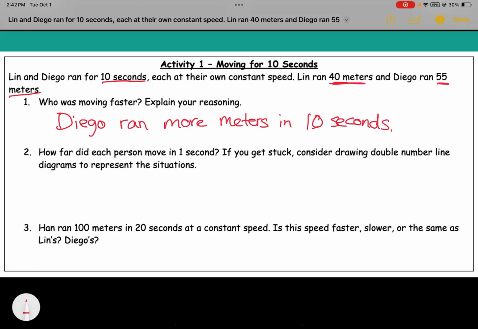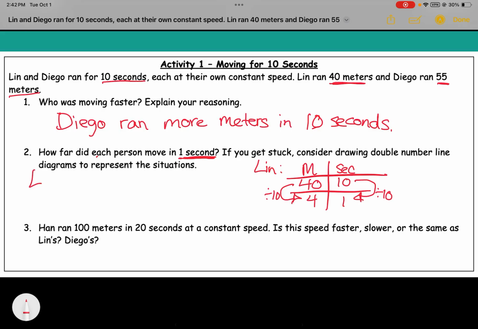If you have a different way to explain it, that's just great. Then it says, how far did each person move in 1 second? So this will be kind of like the speed. So I'm going to look at Lynn. I know Lynn's ratio of meters to seconds is 40 meters in 10 seconds. So in 1 second, we're going to divide 10 by 10 to get to 1 second. So I'm going to divide 40 by 10. And I know 40 divided by 10 would be 4. So Lynn runs 4 meters per second.